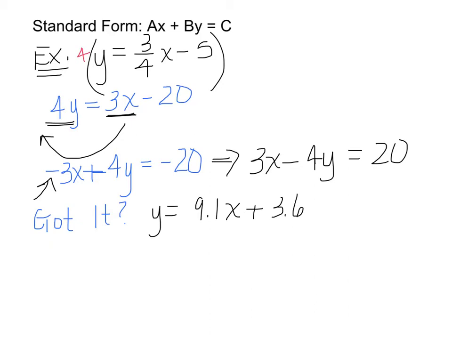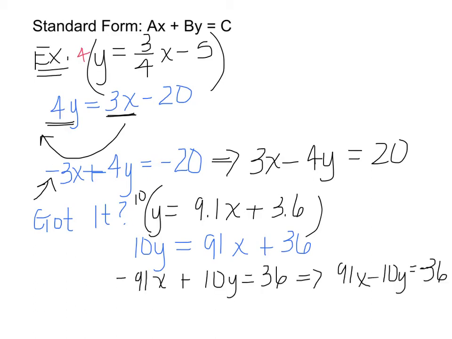Now, the best thing to do, since they all are in the 10th place, is to multiply everything by 10, because that'll help you get rid of the decimals. So that'll give us 10y equals 91x plus 36. Now, you stop the video, you can finish from here.